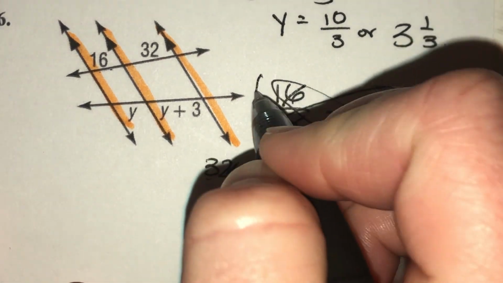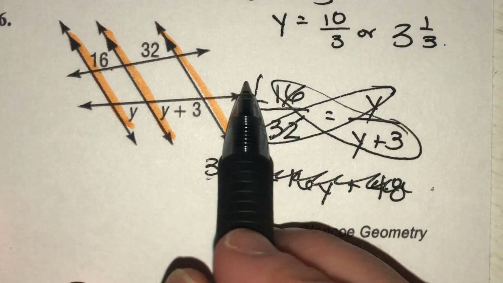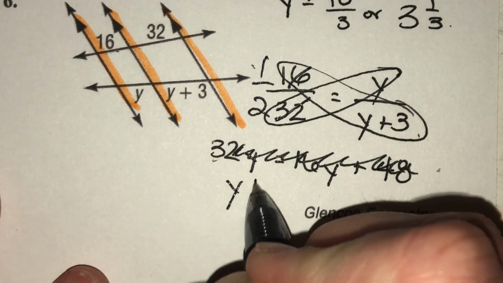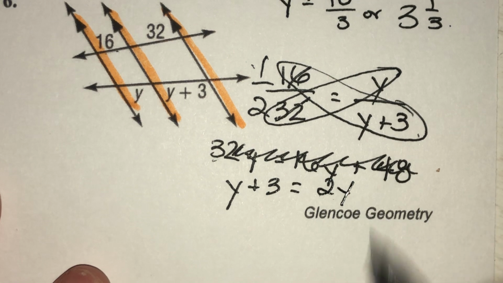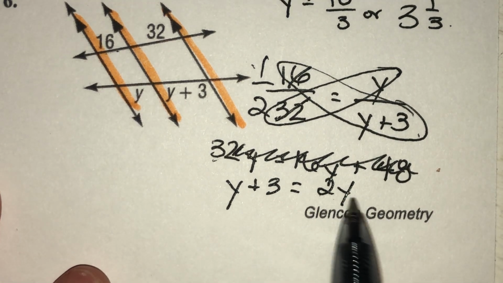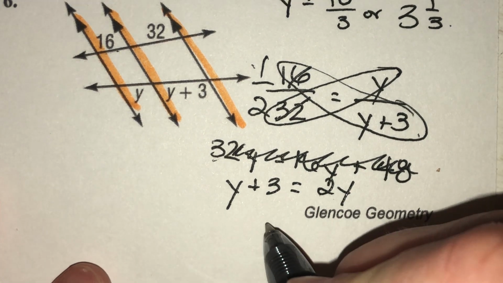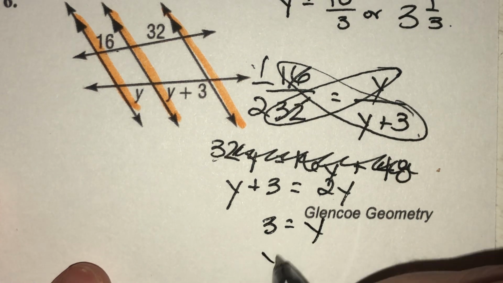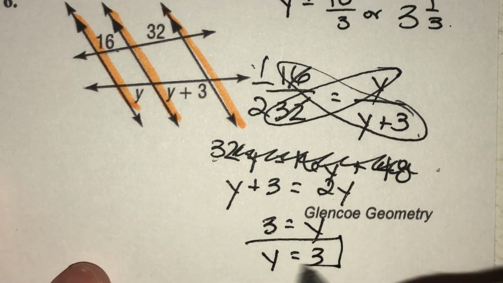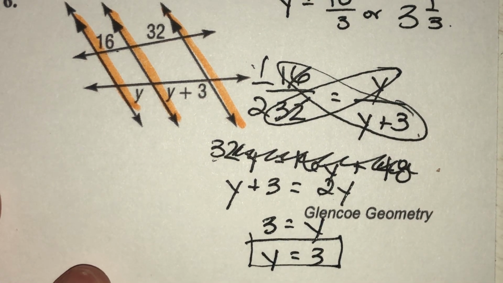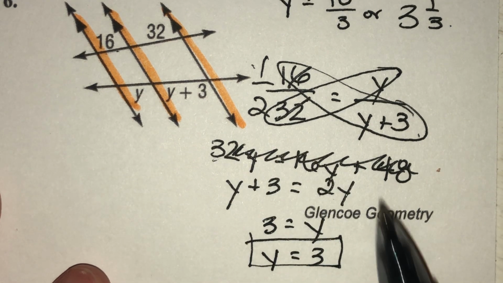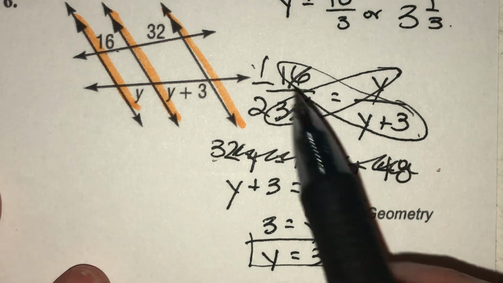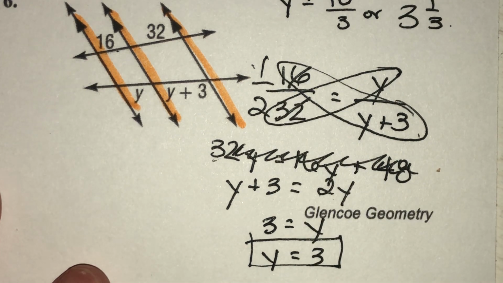So this is the same as 1/2. So 1 times y plus 3 gives me y plus 3. And 2 times y gives me 2y. Minus y on both sides. So I get 3 equals y, or y equals 3. That's a lot quicker than doing 32y equals 16y plus 48, right? We'd get down to this eventually, but it's easier when you simplify first. Okay, let me know if you have questions.